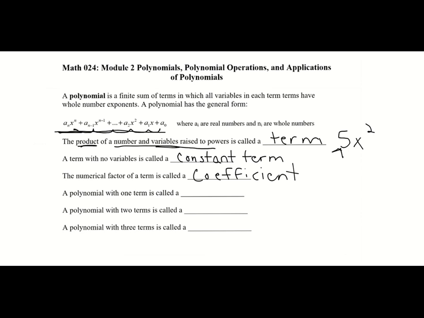And then you have different names for polynomials. So if you have a polynomial with one term, just like this 5x squared, that's one single term, that is called a monomial. A polynomial with two terms, so something like 5x squared plus 2x. Okay, two terms. Terms are always held together or separated by addition or subtraction. So I know I have two terms here because I have that addition separating them. And that is going to be a binomial.